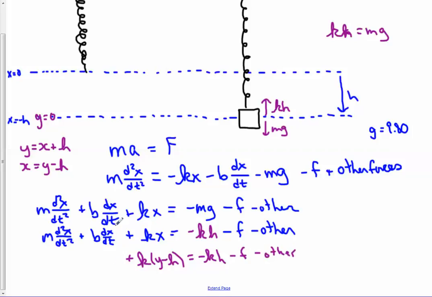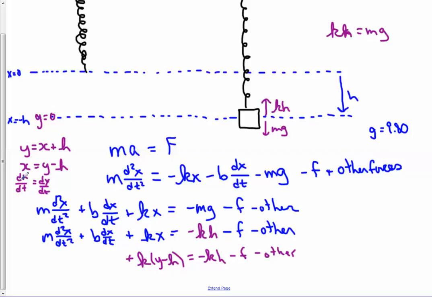Now, how about the derivatives? Well, we're actually in good shape here, because if you imagine taking the derivative of both sides, the derivative of x is the derivative of x. And then if I take the derivative here, I get the derivative of y with respect to t. And then this is a constant, right? h is just this amount that it's stretched by when we attach the mass. It is a constant, so the derivative is 0.